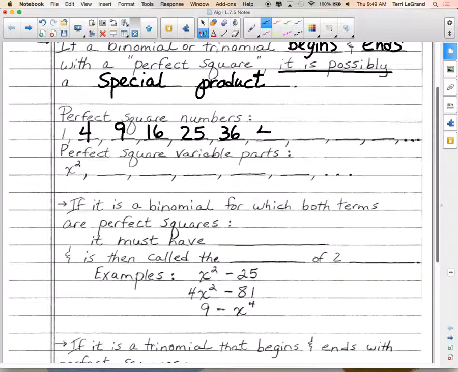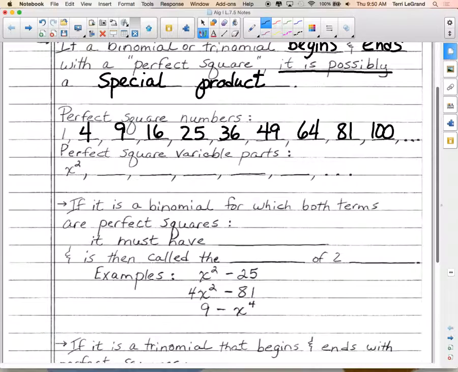If you don't have these memorized yet, I would highly suggest that you get them memorized, because that would be very useful in your math memory. And this is only through the first 10 positive integers, 1 through 10 squared.